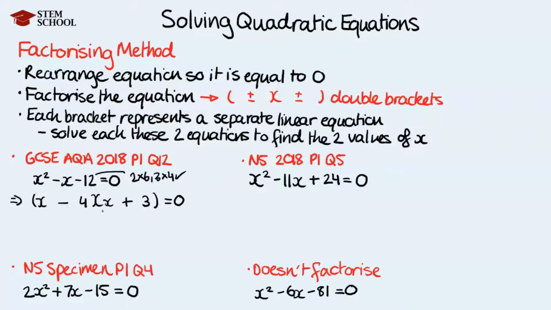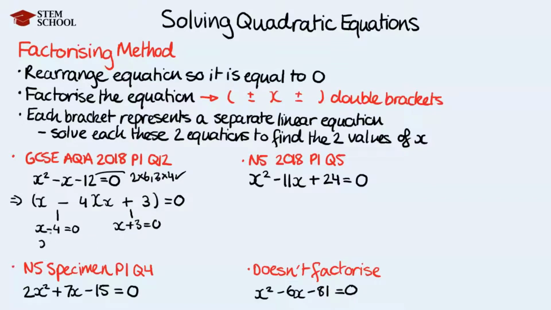So one of these brackets has to equal 0, right? So what you have to do is just do something like this. You'll do x take away 4 is equal to 0, and then you'll do x plus 3 is equal to 0. Okay, so you've set up two linear equations, and you just have to solve each of these to find the two values of x, okay?